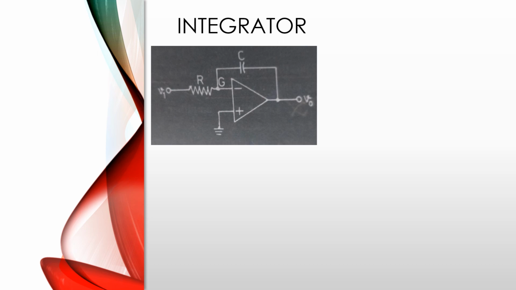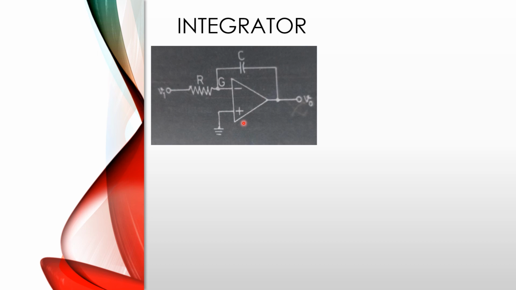So this is the integrator circuit using an op-amp. Here we use one capacitor and one resistor, but the positions of R and C are interchanged. The capacitor is connected in the feedback path and the resistor is connected at the input path. The non-inverting terminal is grounded. The input voltage is applied across the resistor and the capacitor is connected in the feedback path.